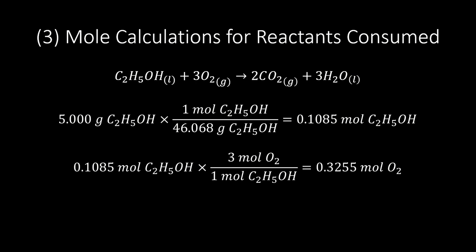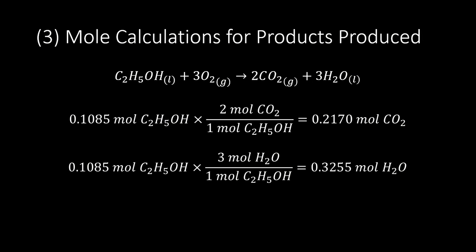Or, in order to fully react 5 grams of ethanol, that's going to involve reacting 0.1085 moles of ethanol and 0.3255 moles of O2. Similar story, we can use this to predict the theoretical amounts, or the maximum amount of each product that we can get to. One key here is that no matter what, if you're trying to go from moles of one type of thing to moles of a totally different type of thing, you need to use your stoichiometry from your balanced chemical equation.